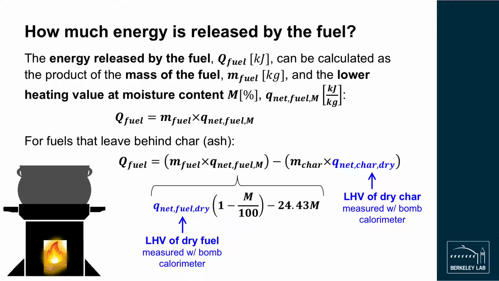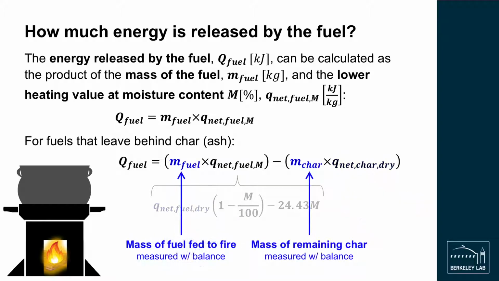The mass of fuel and char used in your testing should be measured before and after each test using a balance with accuracy and precision of plus or minus 1 gram. These masses will be used later to determine how much energy was in the fuel before the test and how much energy was left in the fuel and char after the test.